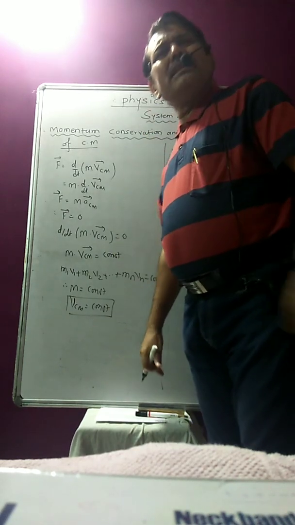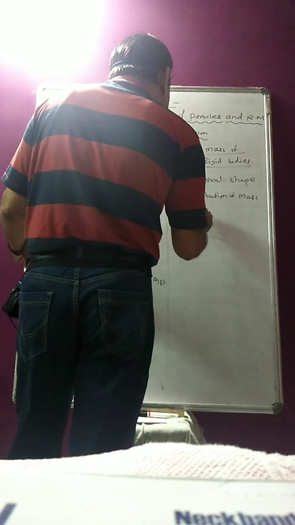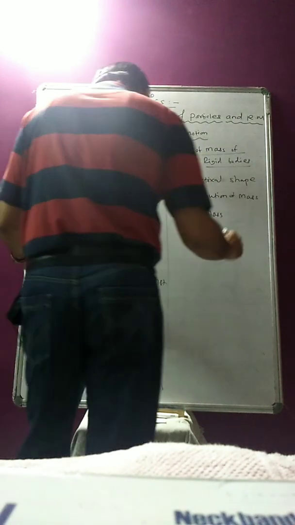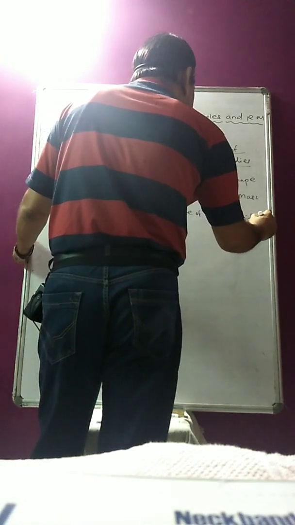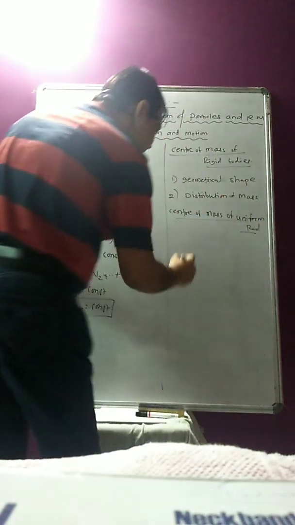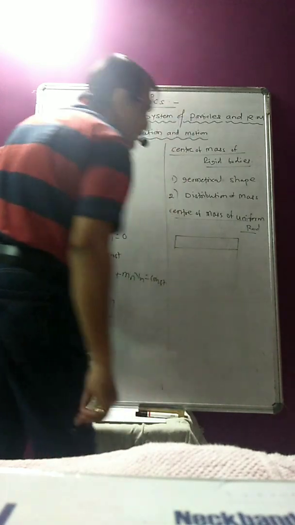So we can prove these things also. Suppose I want to explain the center of mass of a uniform rod. Okay, sir, how can we find the center of mass of a uniform rod? It's very simple. If I take any rod like this, okay, this is the uniform rod.